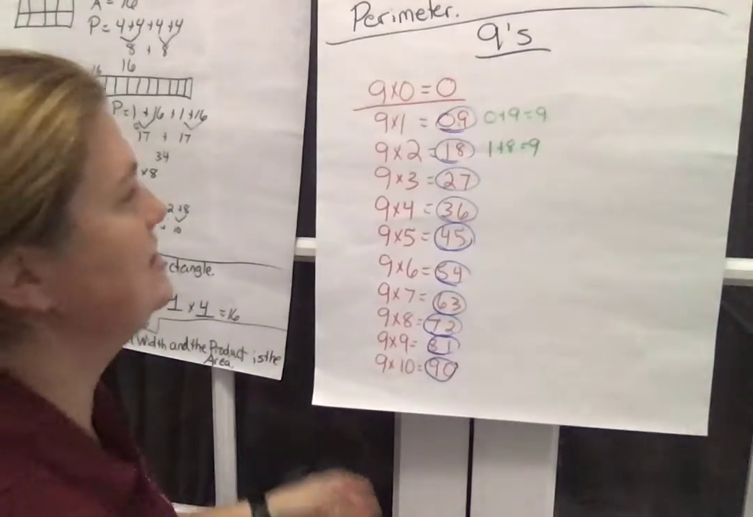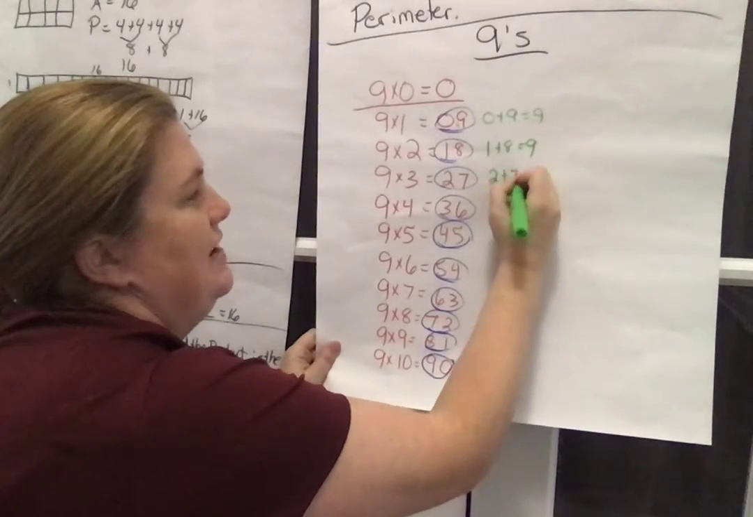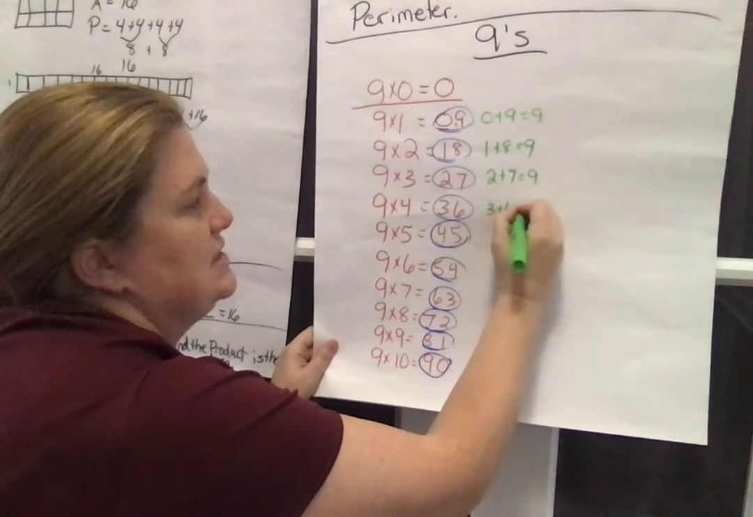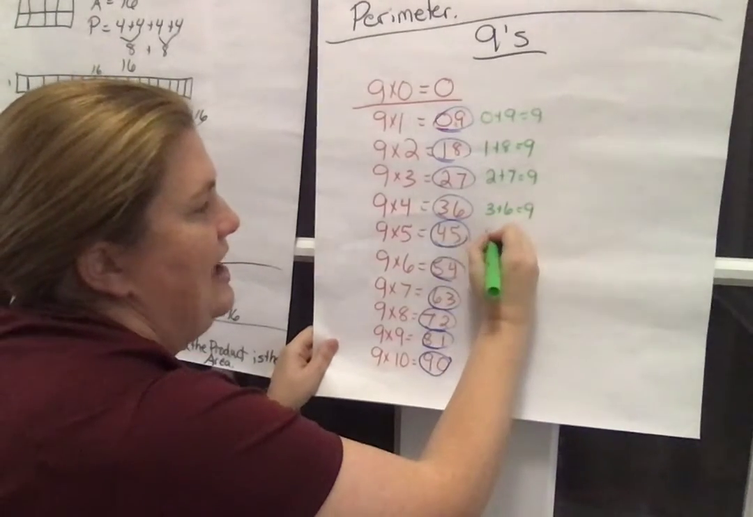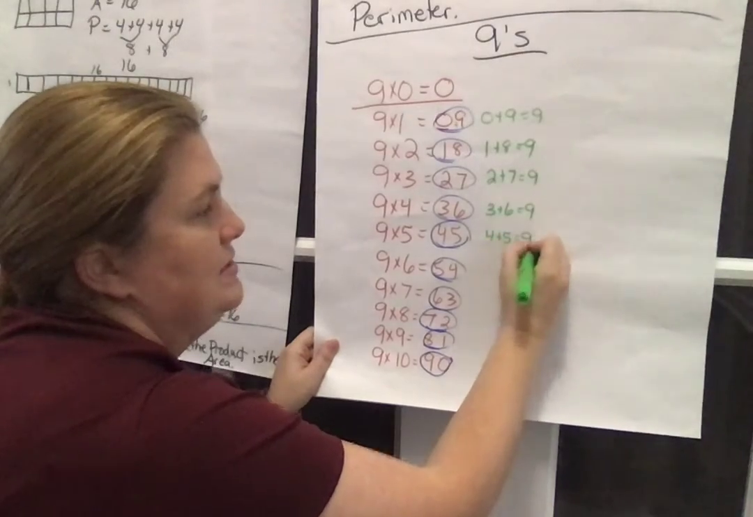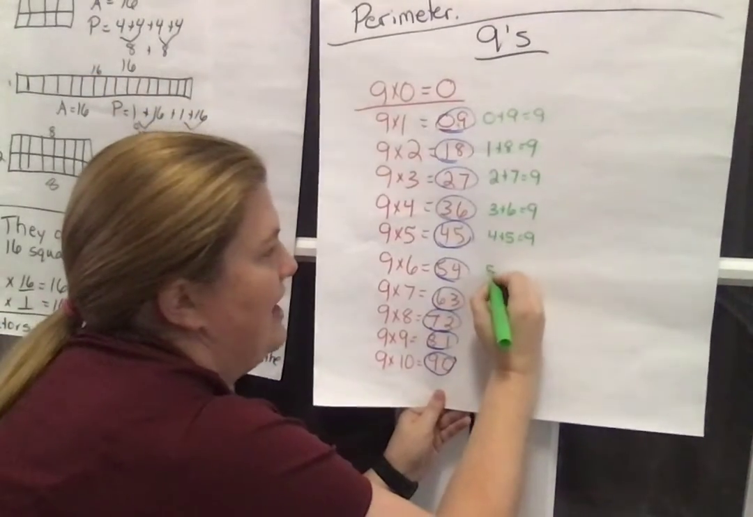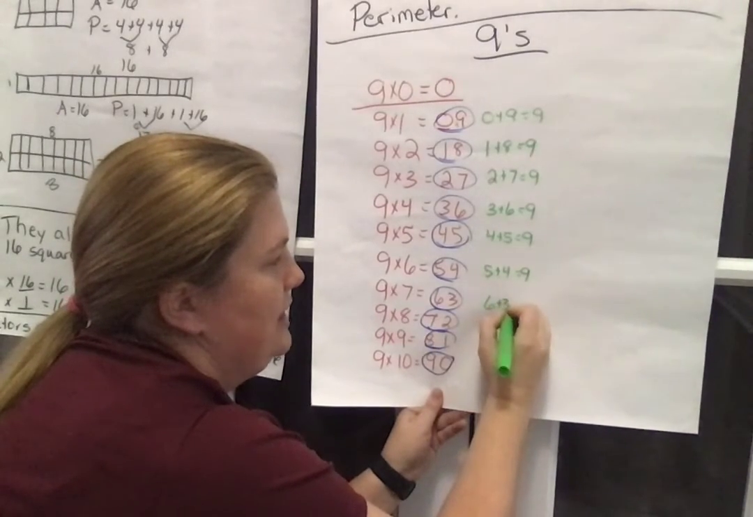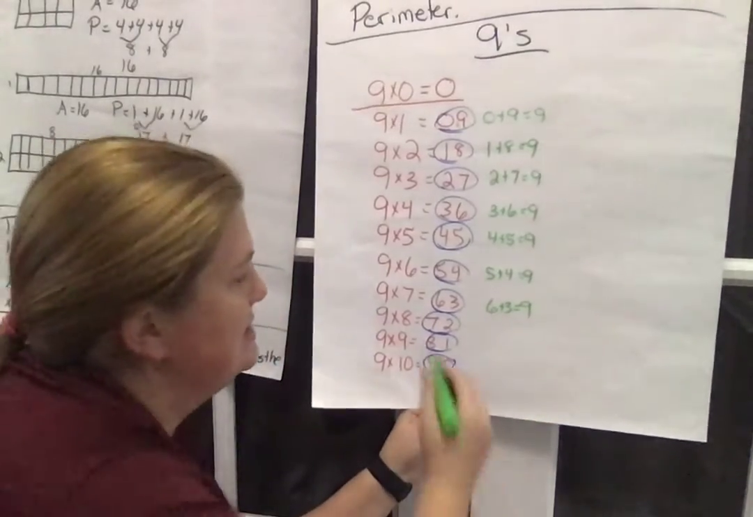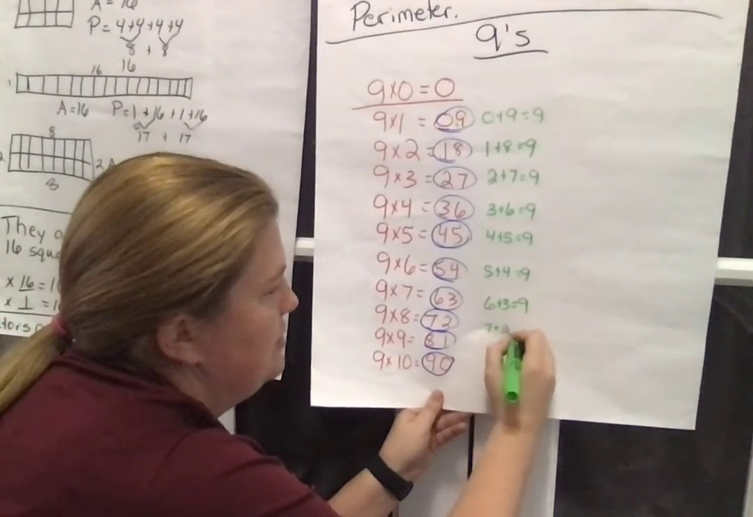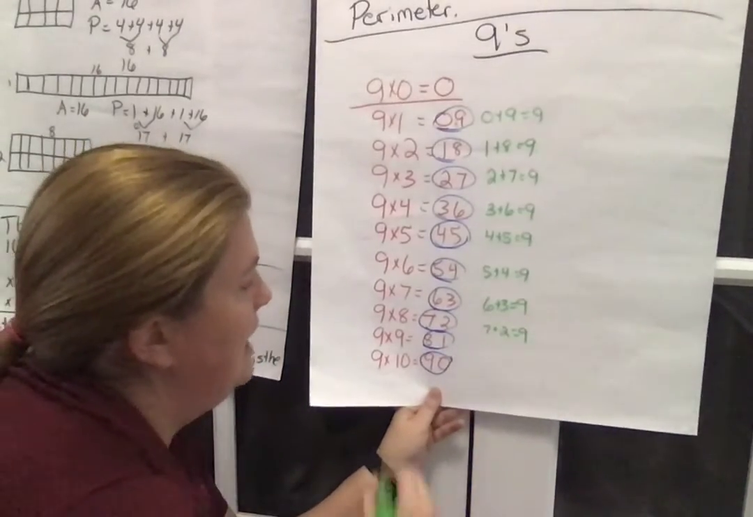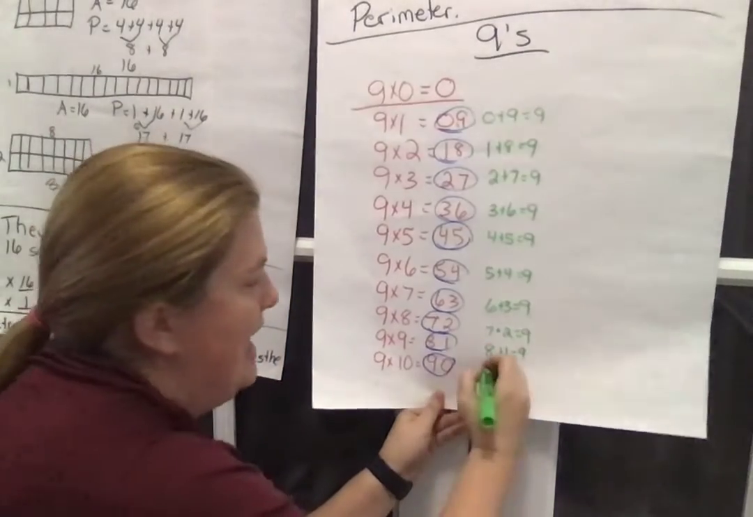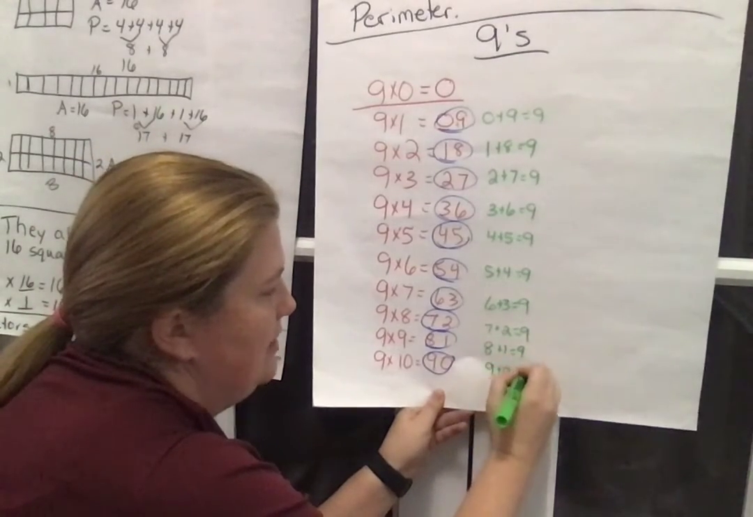This will work on every answer. 27, 2 plus 7 equals 9. 36, 3 plus 6 equals 9. 45, 4 plus 5 equals 9. 54, 5 plus 4 equals 9. 63, 6 plus 3 equals 9. 72, 7 plus 2 equals 9. 81, 8 plus 1 equals 9. 90, 9 plus 0 equals 9.